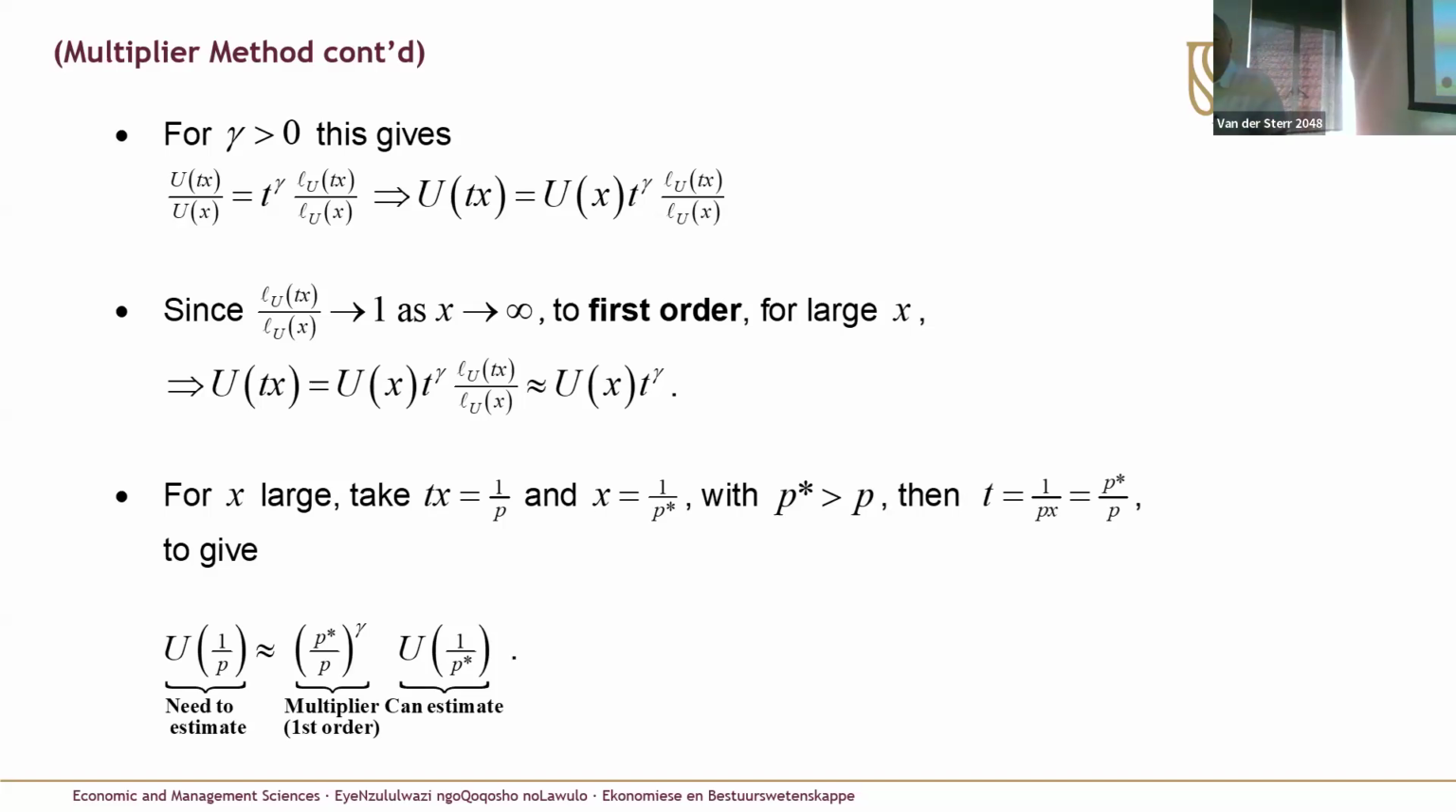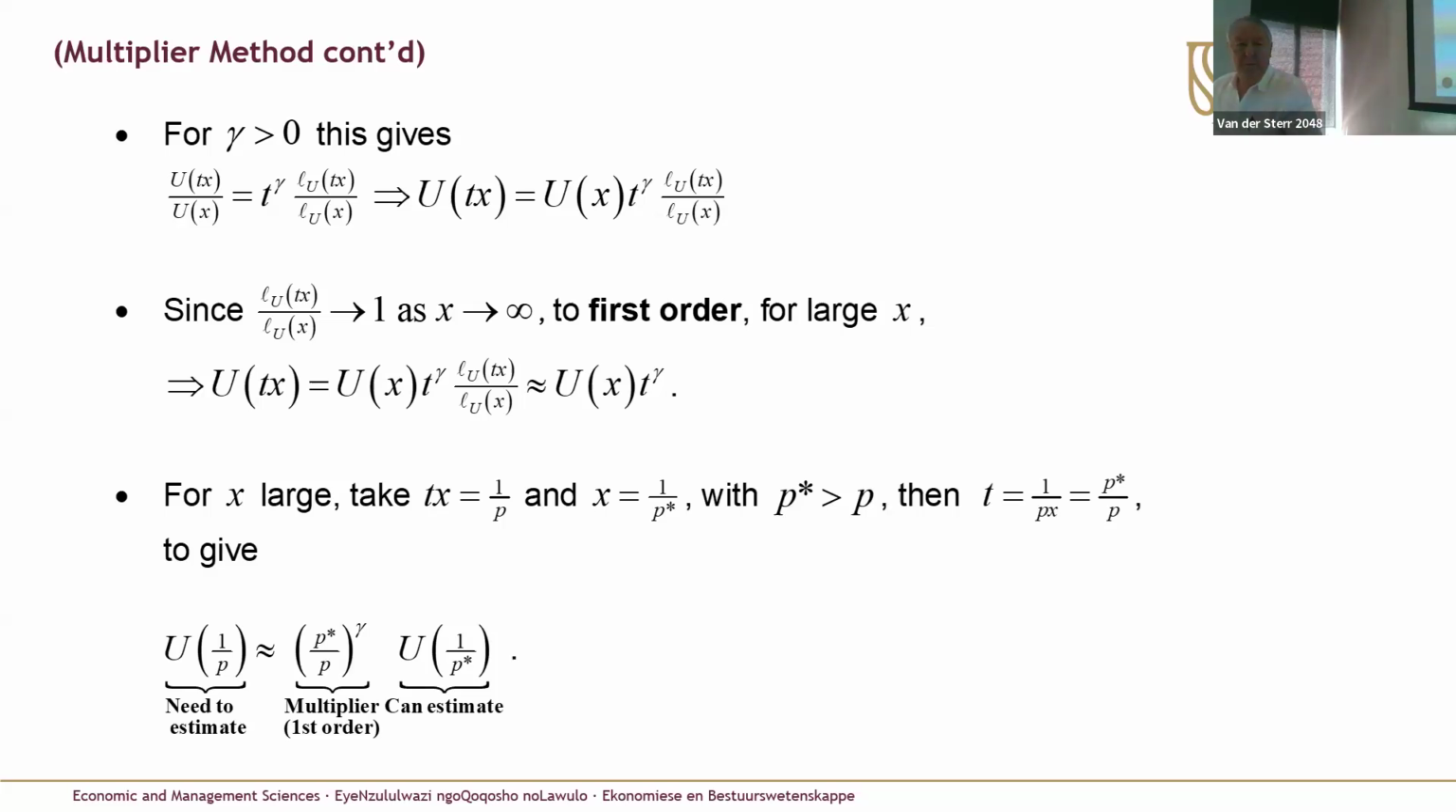And now we want to bring that into the estimation of the quantiles. So we take X large. Remember, this is as X goes to infinity. So we take X large, and then T is also potentially large. So T X is larger than X. So we take T X as 1 over p, and we take X itself as 1 over p star, with p star larger than p. If we take those two together, T is p star over p.